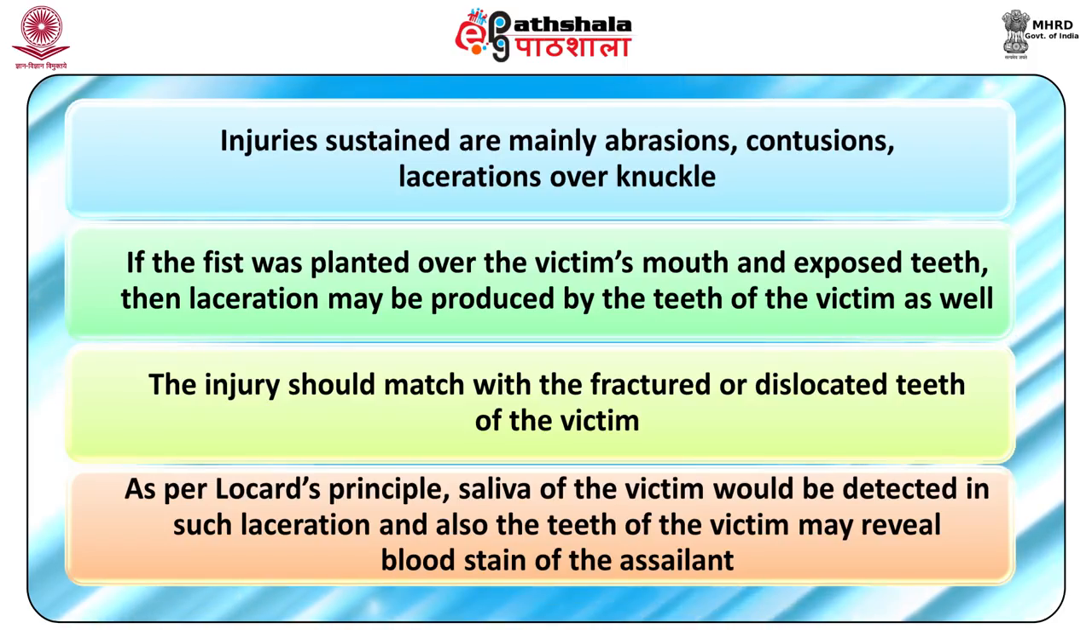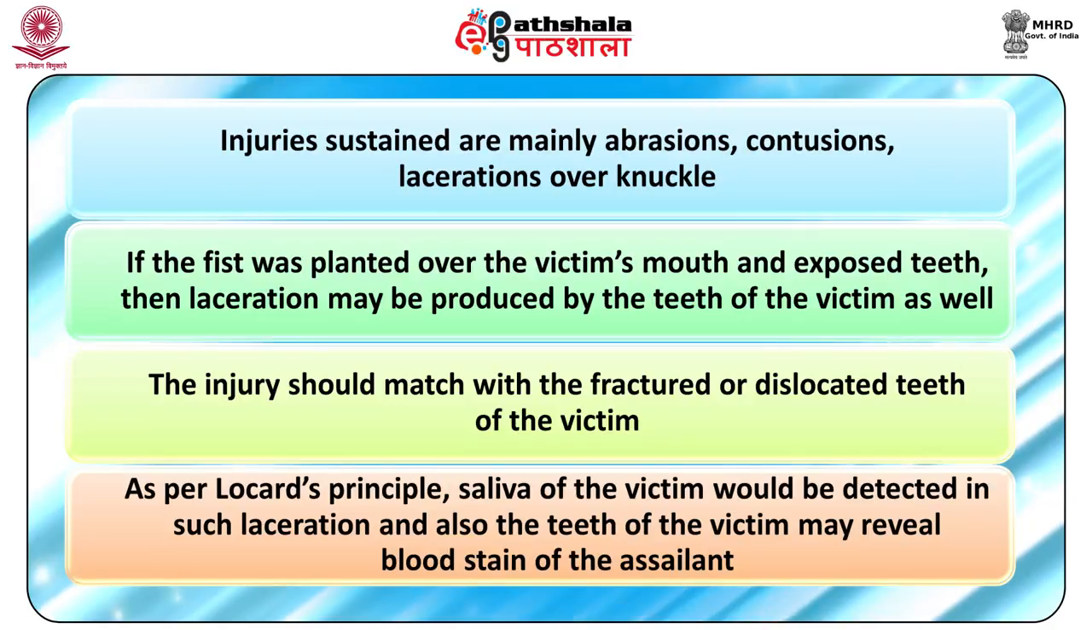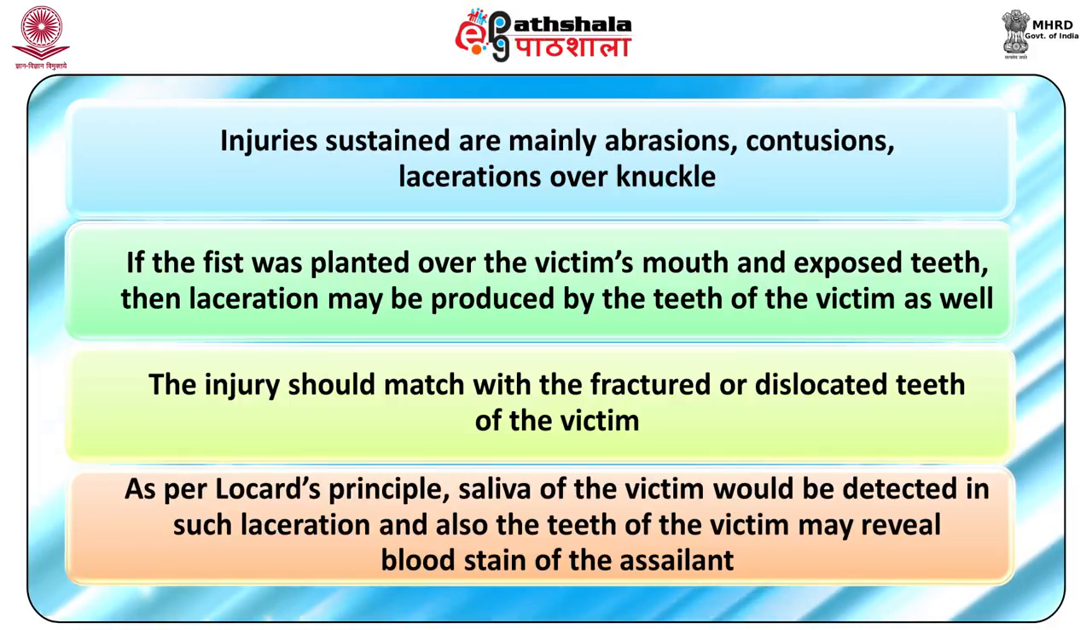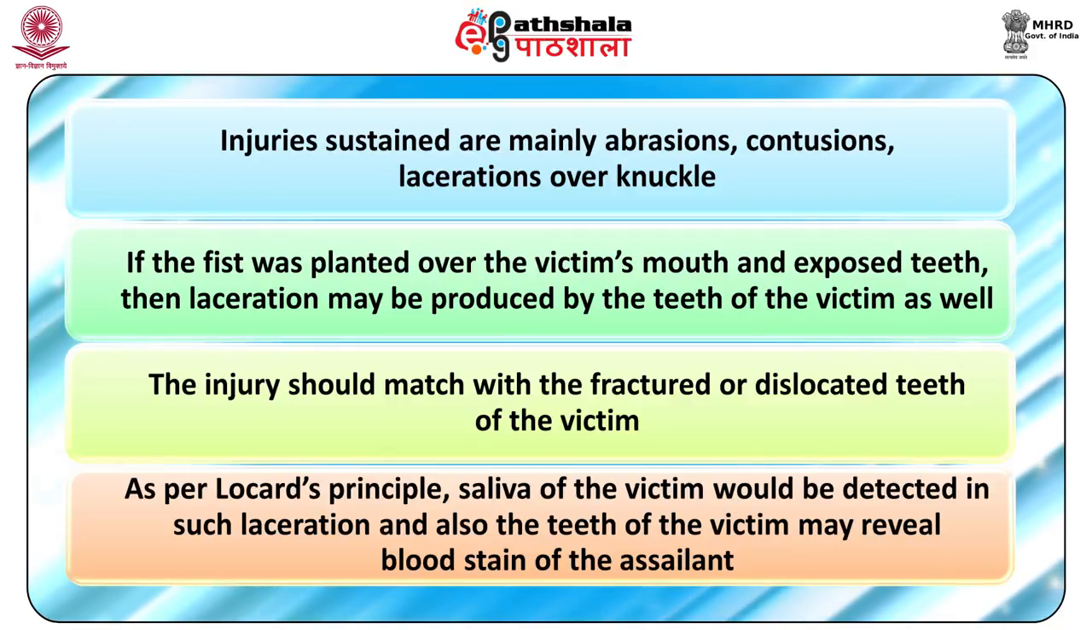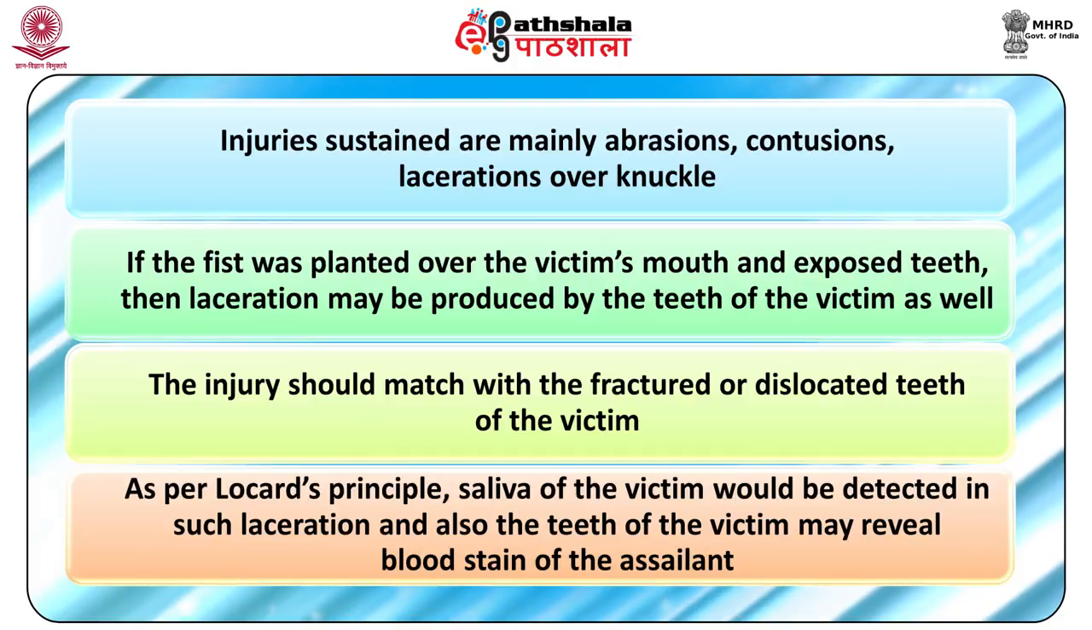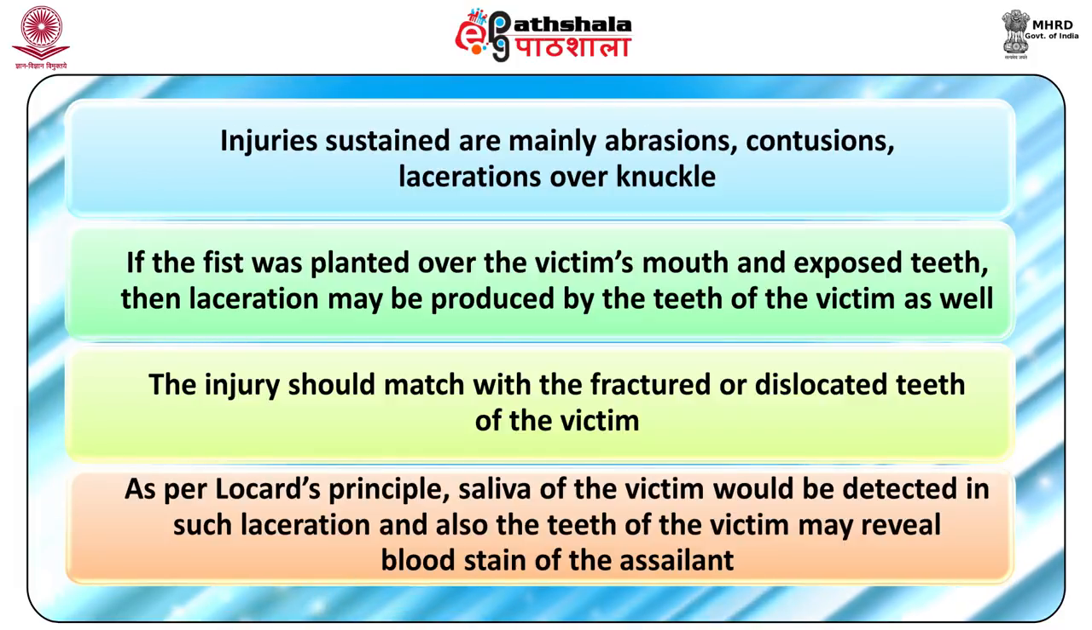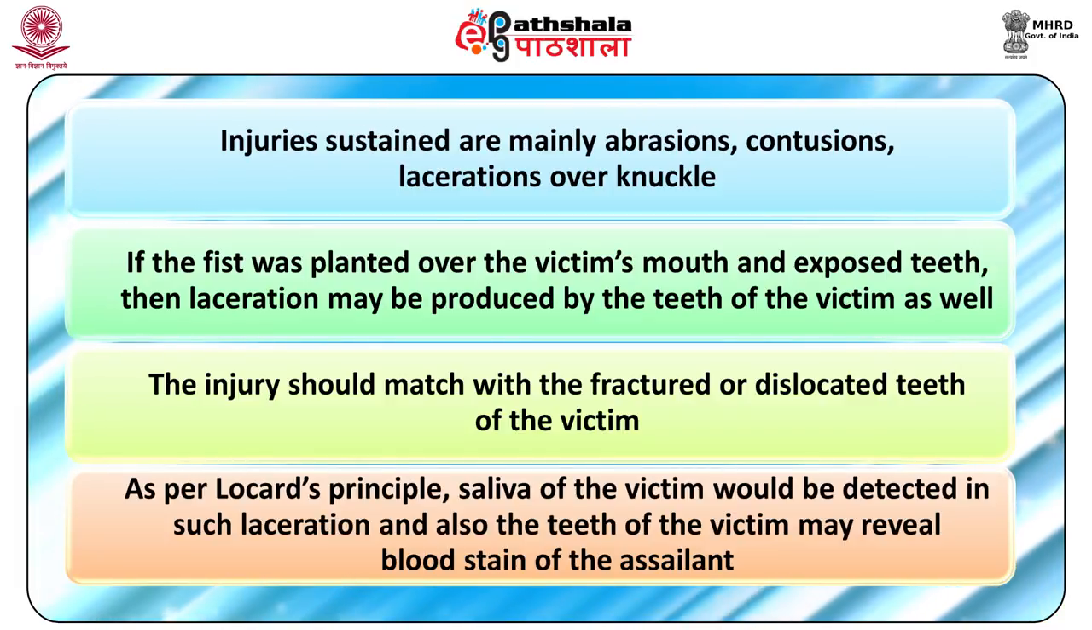Offense wounds, as the name suggests, are caused during offense rather than defense and are found over the body of the assailant. The injuries sustained are mainly abrasions, contusions, and lacerations over the knuckle region. If the fist was planted over the victim's mouth and exposed teeth, then laceration may be produced by the teeth of the victim as well, so bite marks. The injury should match with the fractured or dislocated teeth of the victim. As per Locard's principle, saliva of the victim would be detected in such laceration, and also the teeth of the victim may reveal blood stain of the assailant.